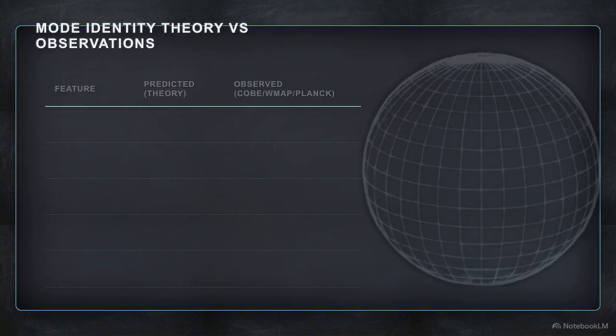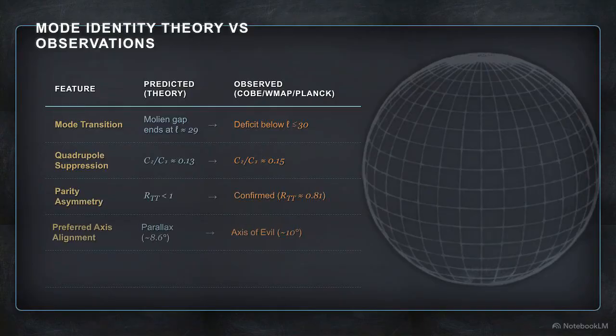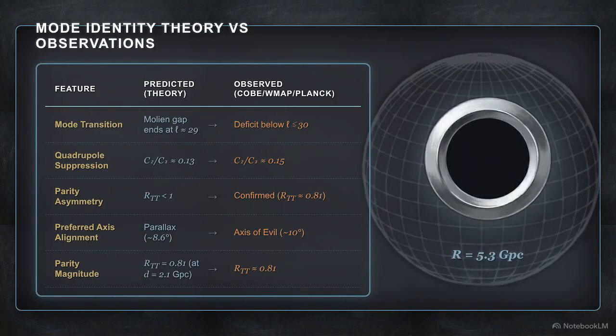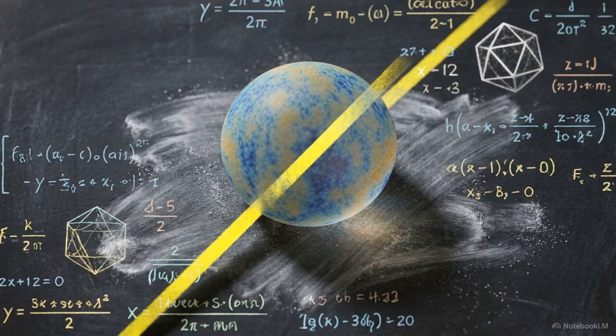This table compares the theory's predictions to observational data. By applying the mathematical constraints of this exact topology, all 4 major CMB anomalies can be derived from just one fixed geometric parameter and one single observer position. What has historically been dismissed as the axis of evil is simply a measurement of the universe's boundary conditions.